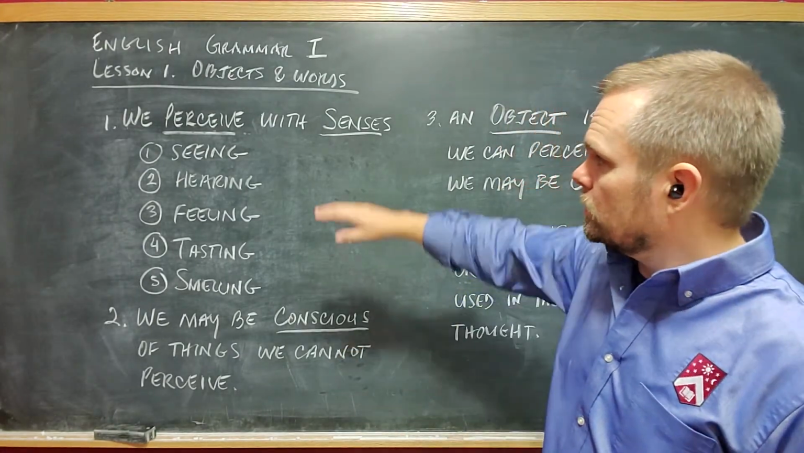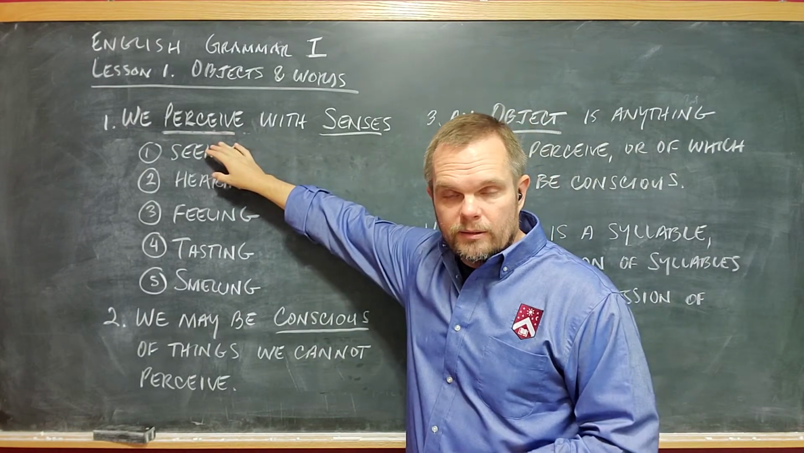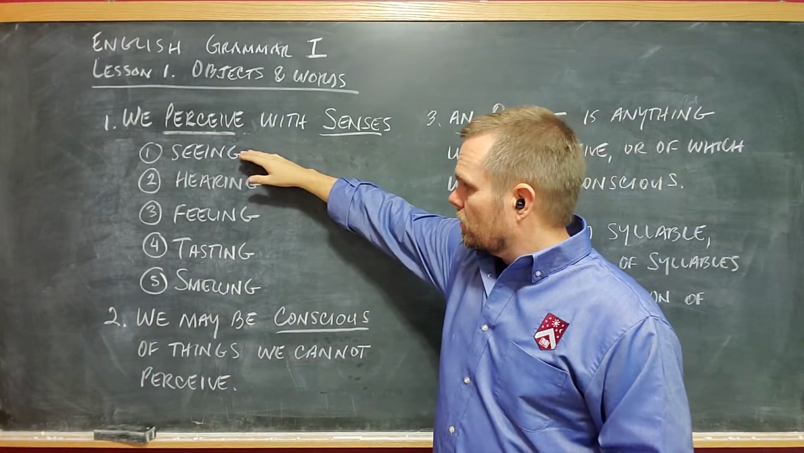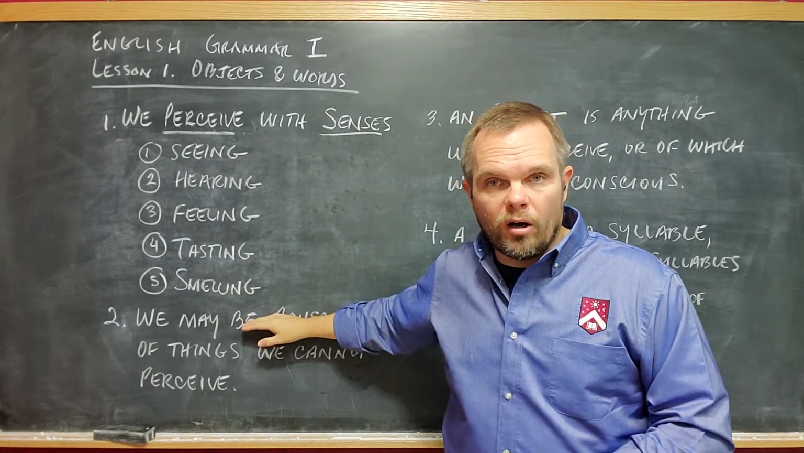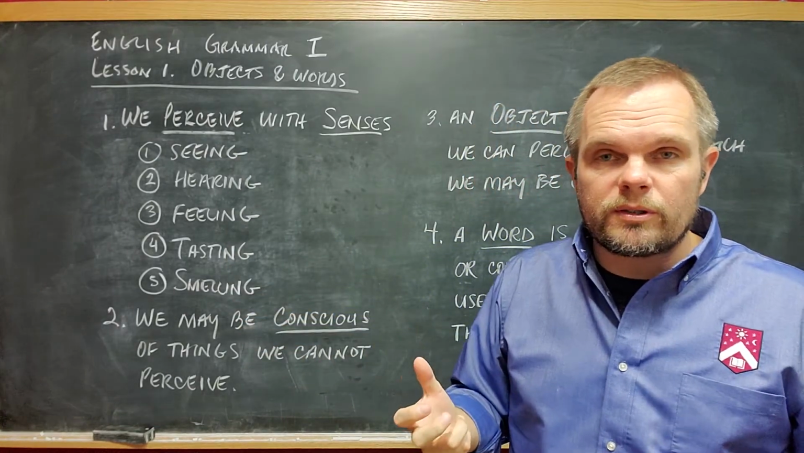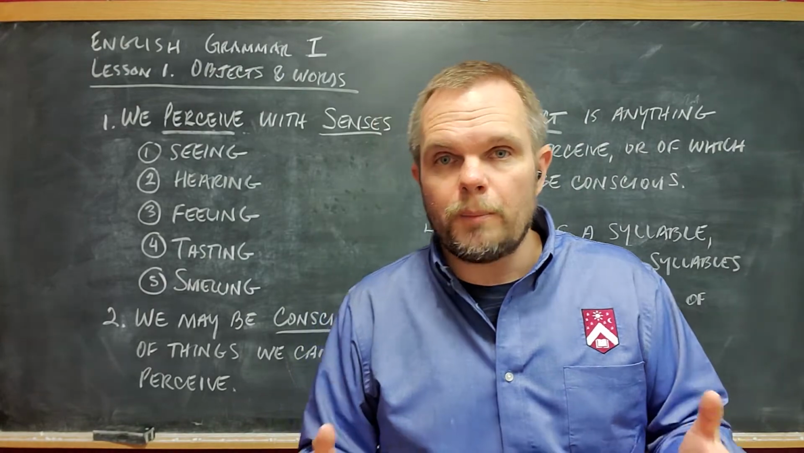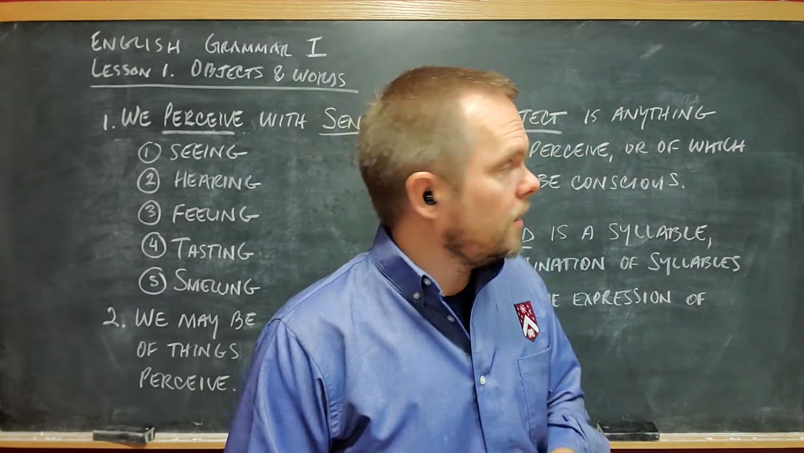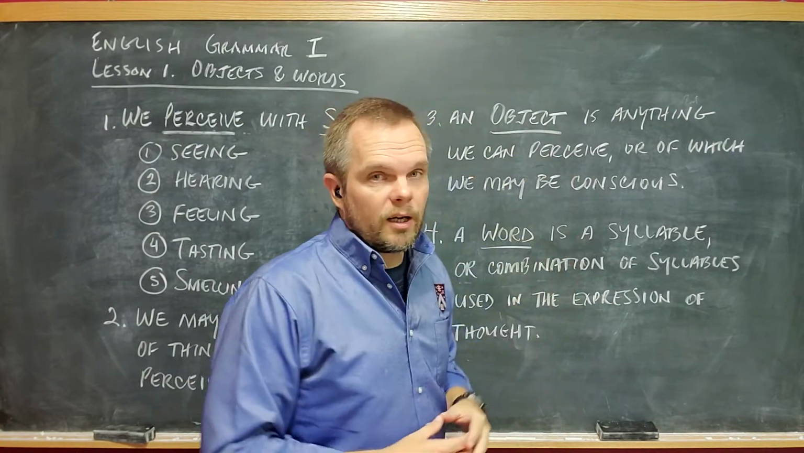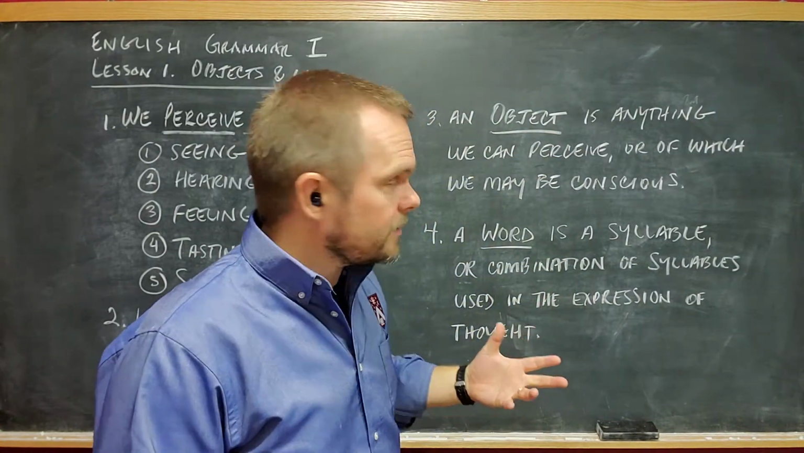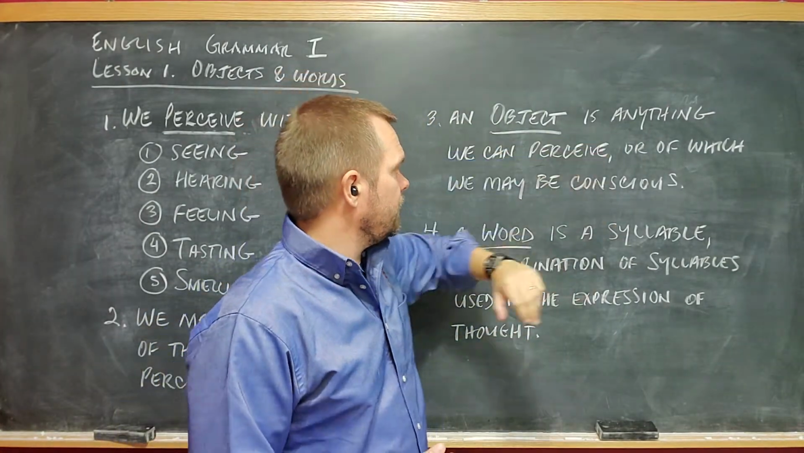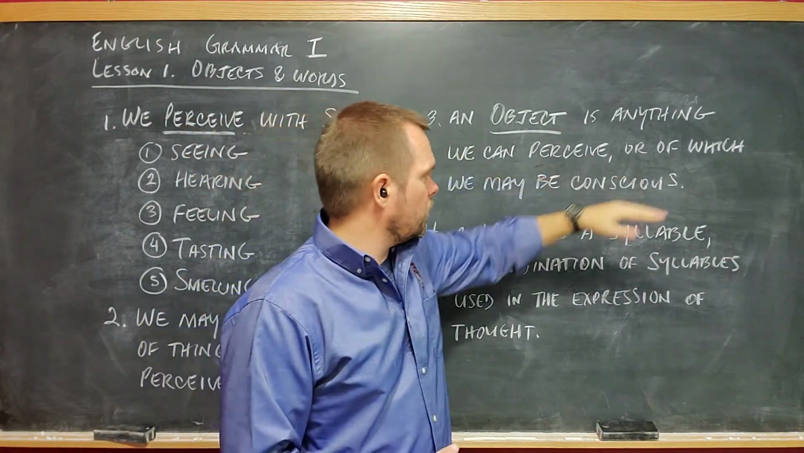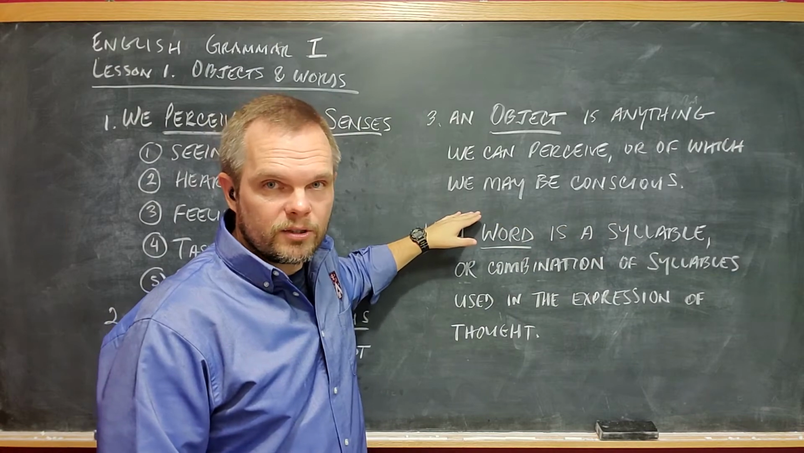All right, so we learned what it means to perceive things, to know things with our senses. We learned what our 5 senses are, these 5 tools that God has given us to help us to know Him and to know the things that He's created. We learned that the things that God has created are called objects. An object is anything that we can perceive with our senses or of which we may be conscious.